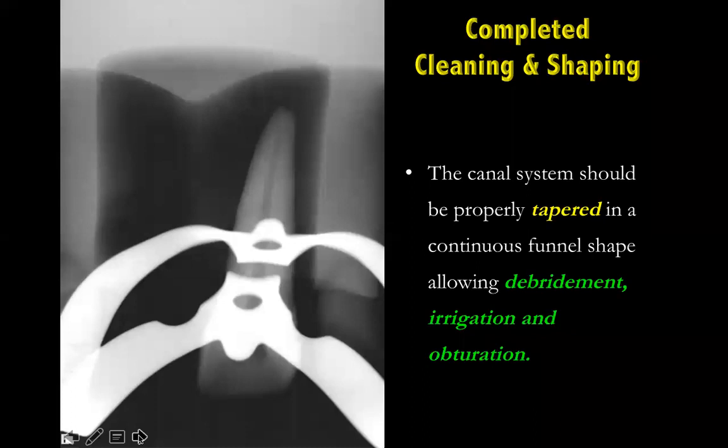So we completely clean and shape the canals, right? And then the canals are tapered in nature. We debride, remove the necrotic tissues, remove the dentin shavings, and then we do irrigation. Now the tooth is ready for obturation.